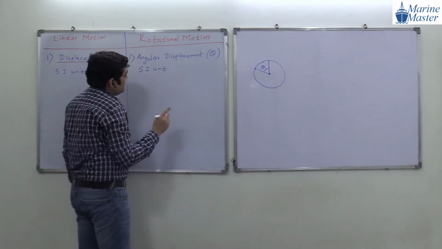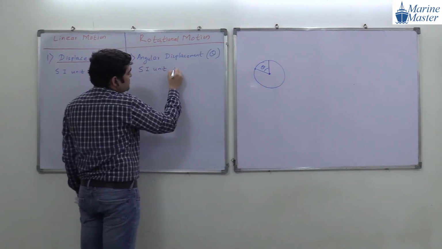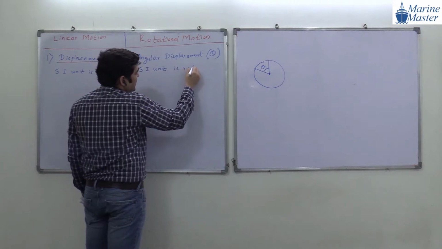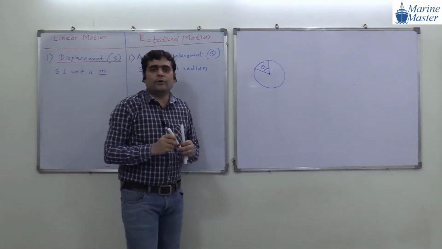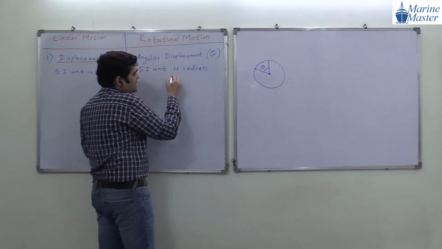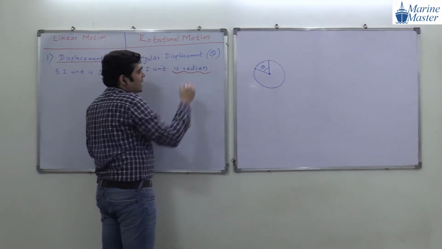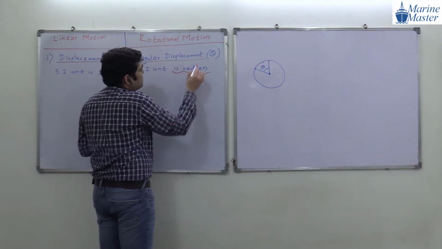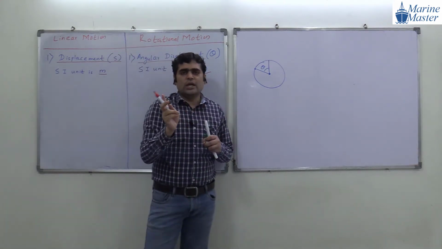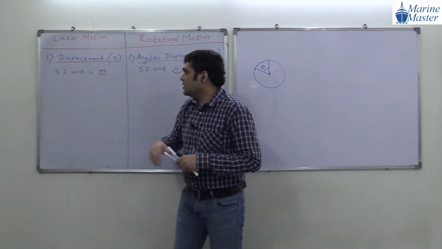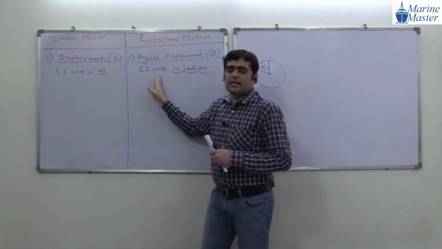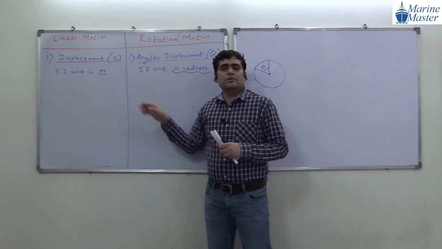Guys, are you getting my point? The SI unit of angular displacement is the radian. You got the meaning: how much angle is covered. So here we will say angular displacement. Everyone please write down the first point here.